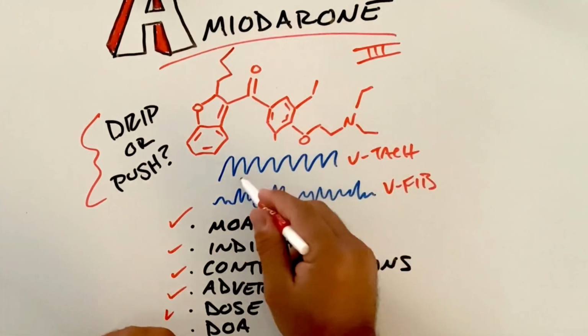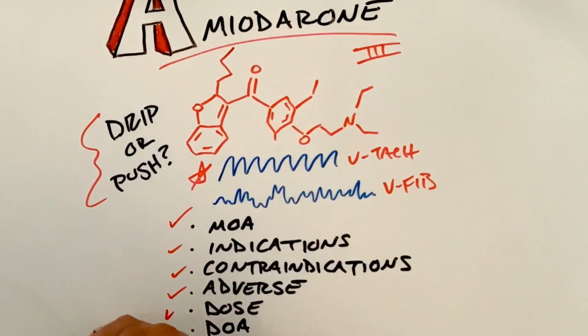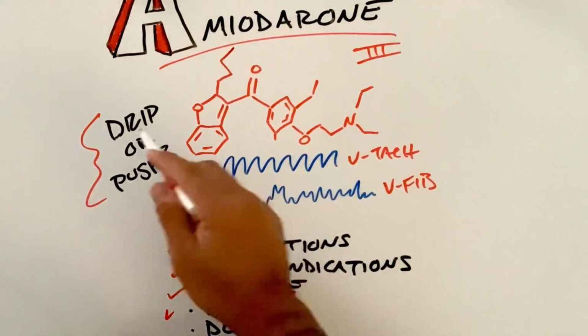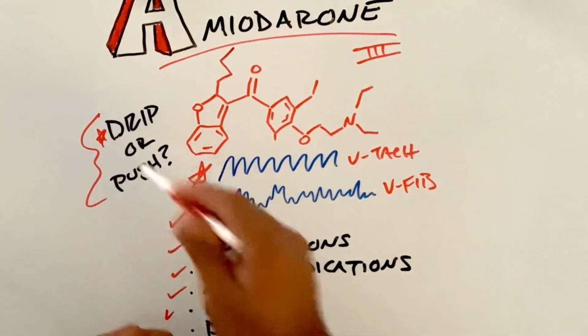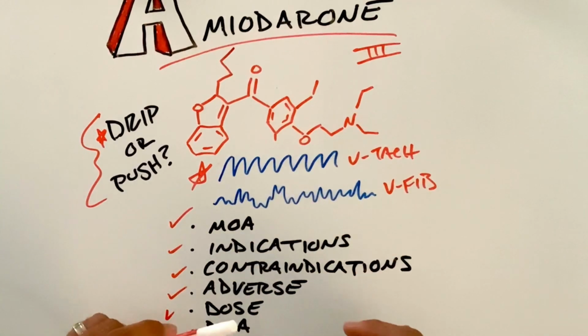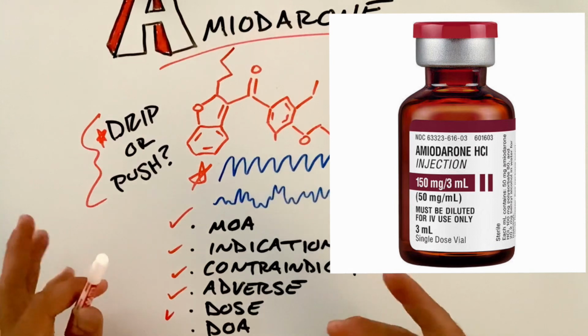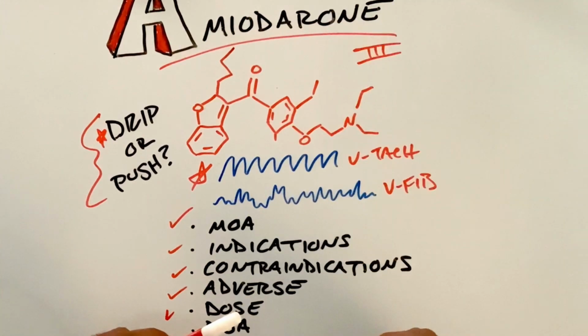Now, we can also use it for stable VTAC. If our VTAC up here did have a pulse, and per ACLS standards they were stable, this is when we're going to drip it in. This is when we're going to hang a bag of amiodarone, which typically is 150 milligrams, or 3 mLs, in a 100 cc bag, and we're going to do that over 10 minutes.